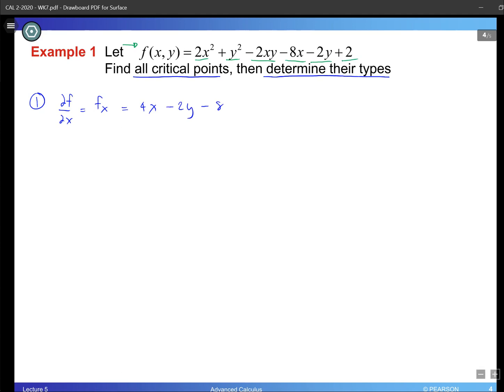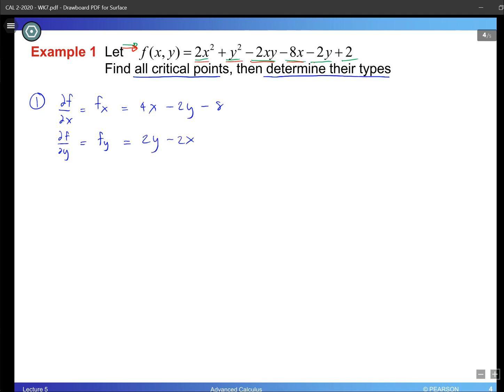And then I need to find the first order partial derivative of f with respect to y. With respect to y this time. So this f sub y is going to be equal to, I need to differentiate this same function with respect to y. This goes to 0. This becomes 2y. Then I differentiate this with respect to y, I get minus 2x. And the next term, this one with respect to y, goes to 0.